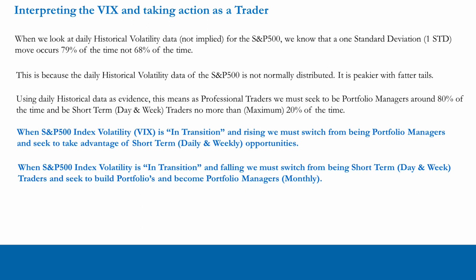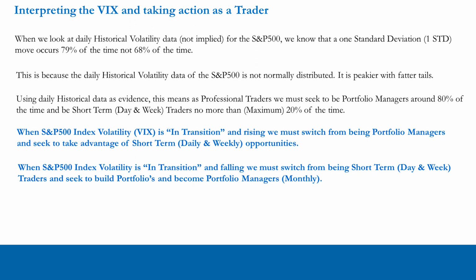It is peakier with fatter tails. Now, using that as evidence, what does that mean? Well, it just means that as professional traders, we must seek to be portfolio managers around 80% of the time. And then the probability is that around 20% of the time, or a maximum of 20% of the time, that's when we're probably going to be short-term, so day and week traders, and not 1 to 3 month traders. So we have to understand that we have to be in transition, okay?